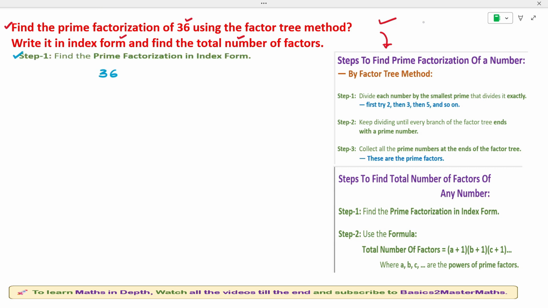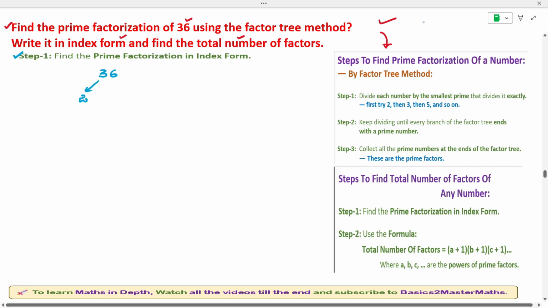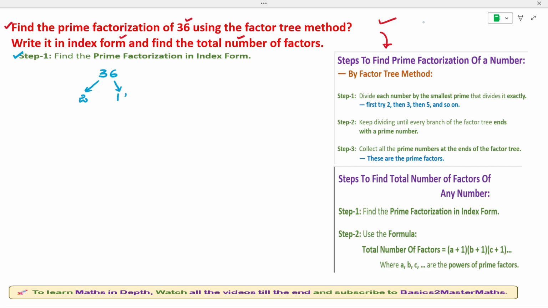Step 1. Find the prime factorization in index form. Start dividing 36 by the smallest prime 2. Since 2 divides 36 exactly, we get 18. Observe, 2 is a prime number. So, this branch ends here.